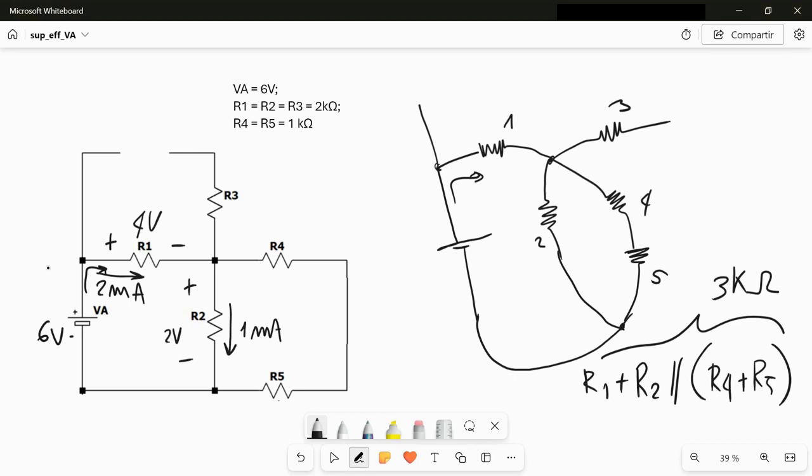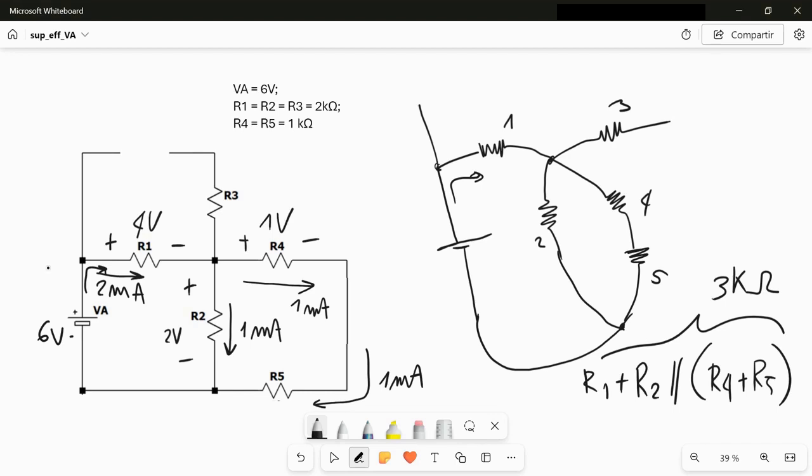The 2 milliampere comes into this node. I have no current in R3. I have 1 milliampere here, so I will have 1 milliampere also in this branch, which is the same current here, still 1 milliampere. 1 milliampere flowing into 1 kilo ohm gives me 1 volt.